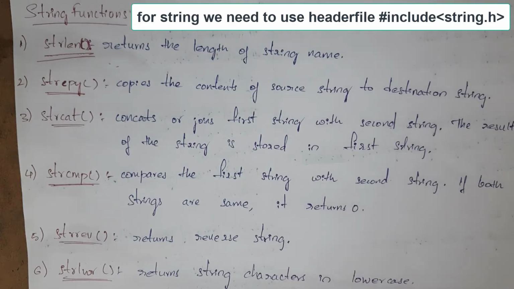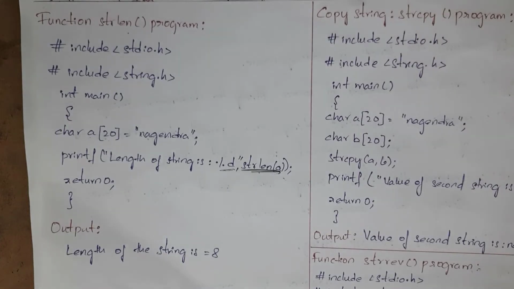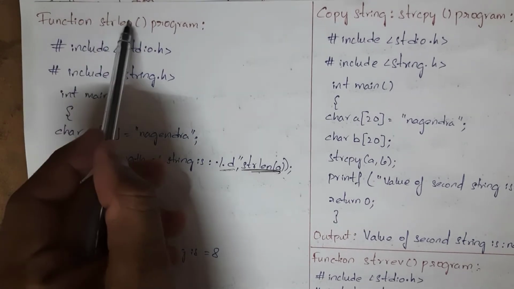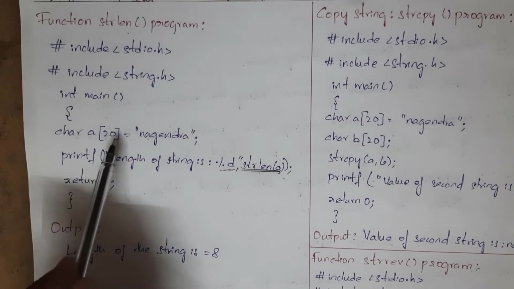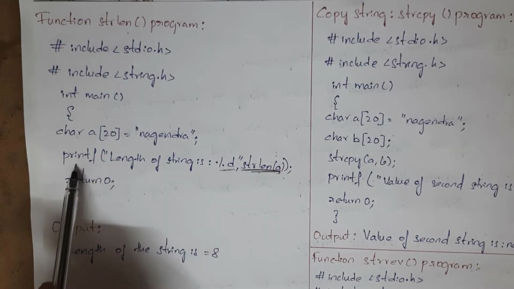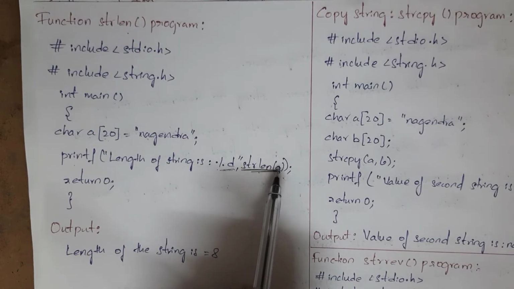There are various functions present for strings. I will explain each with an example. The first one is the strlen function, where strlen stands for string length. If you want to find the length of a string, then you need to use the strlen function. This is an example. Here I wrote char A of 20 equal to Nagendra, and inside printf I wrote: length of string is %d, comma, strlen of A.